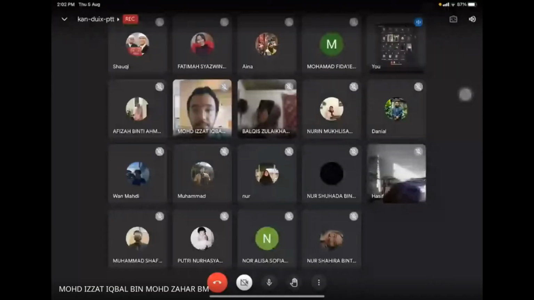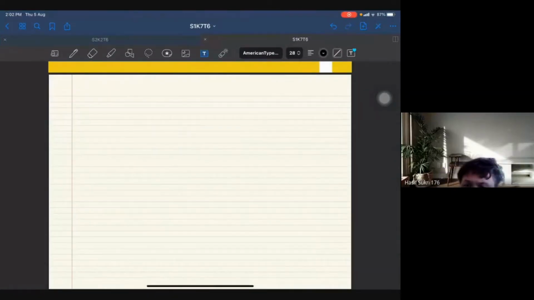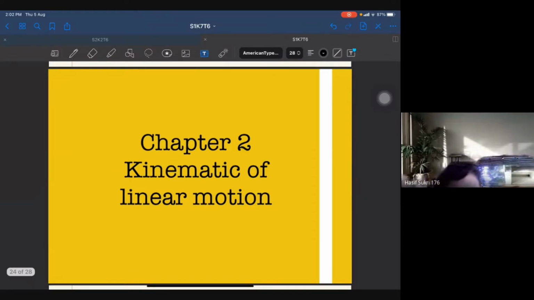Okay, so today, since last time we already concluded our first chapter, if you guys still have any question, you can always ask me about the first chapter. But today I would like to continue with chapter 2, which is about kinematics of linear motion. Are you guys ready?